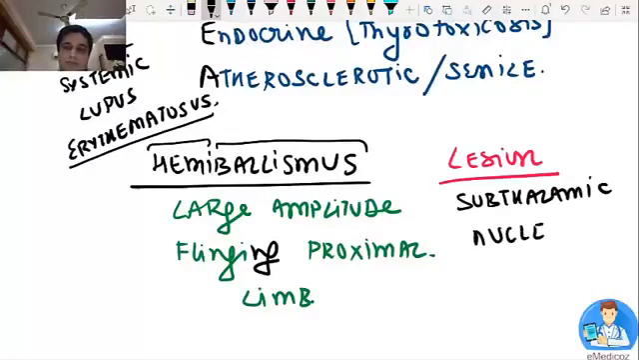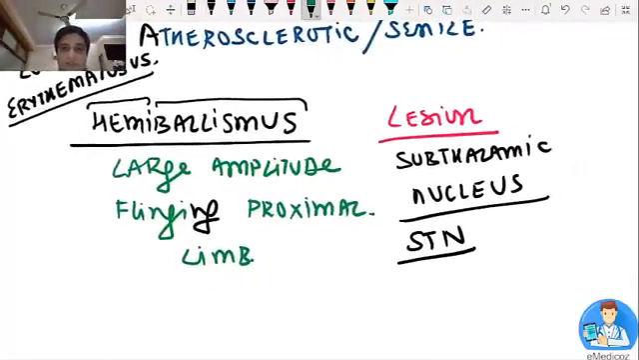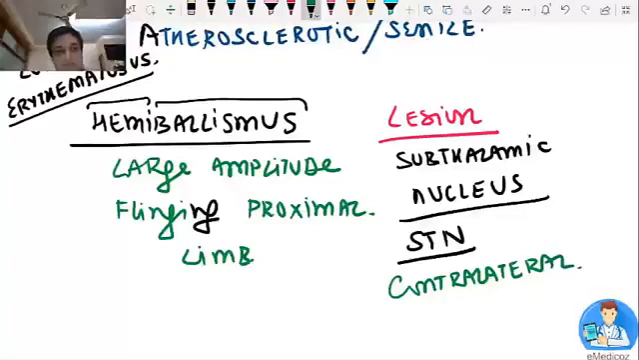Now don't forget, the lesion for hemiballismus is located in this part of the brain, the subthalamic nucleus, abbreviated as STN, that we have drawn above. And don't forget, the lesion is always in the contralateral subthalamic nucleus. So if the left subthalamic nucleus goes, the right side will have the problem. If it goes in the right, the left is going to have the problem. So it's always a contralateral subthalamic nucleus kind of thing.